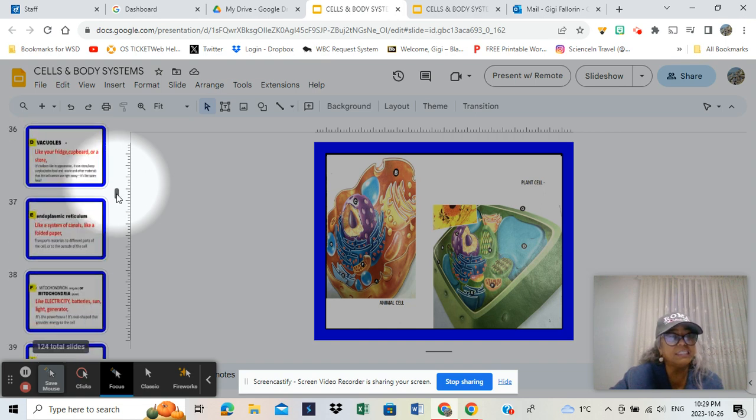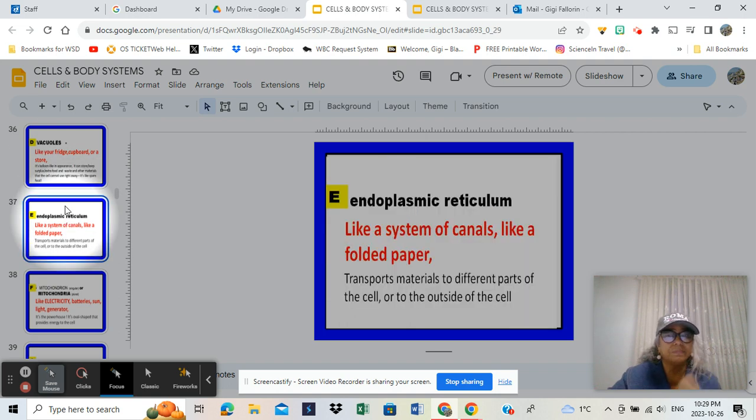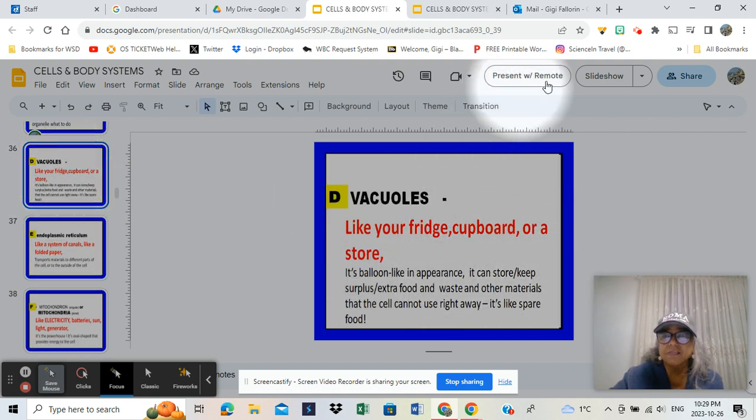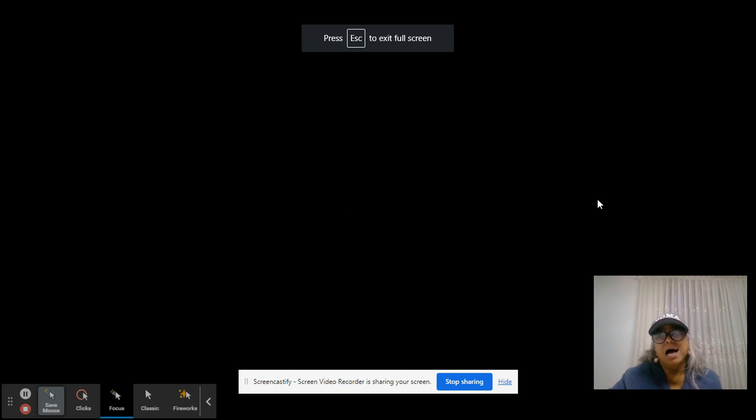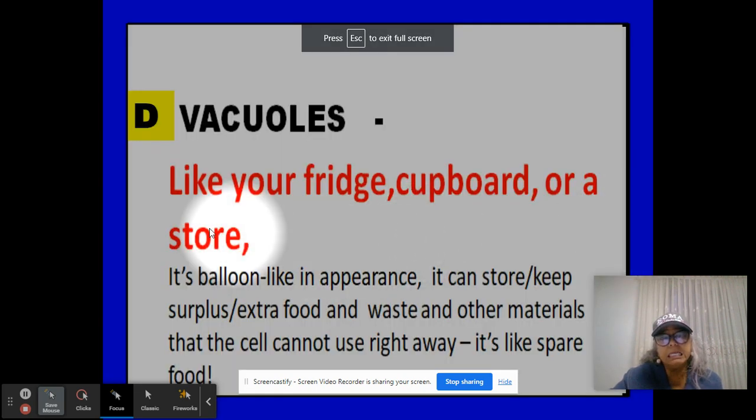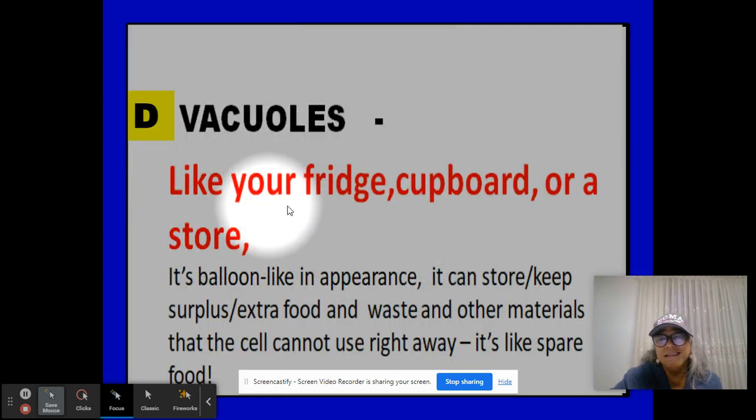Now let's move on to the next one. So we are now into the vacuole. So how would you remember it? Now think of it this way. It's like your fridge, cupboard, or store. It's balloon-like in appearance. It can store surplus or extra food and waste and other materials that the cell cannot use right away. It's like spare food. So it's balloon-like in appearance.